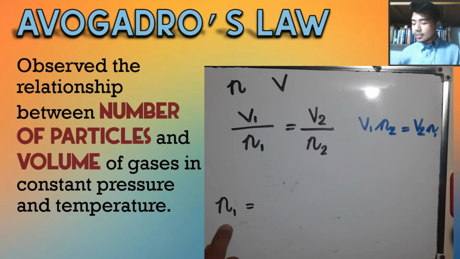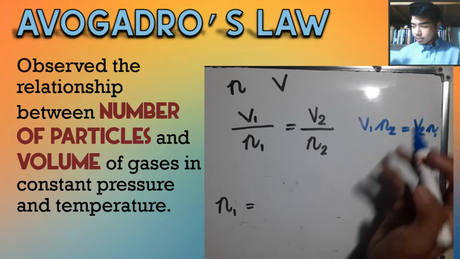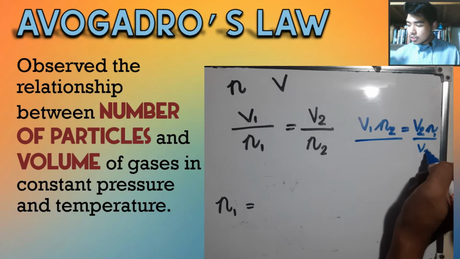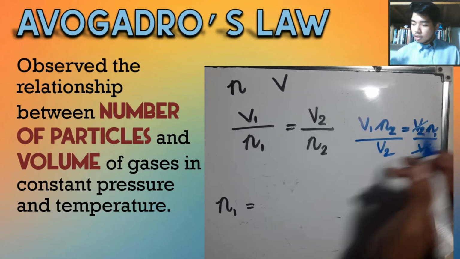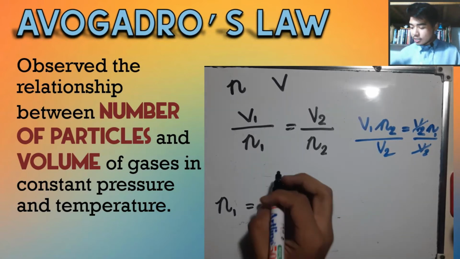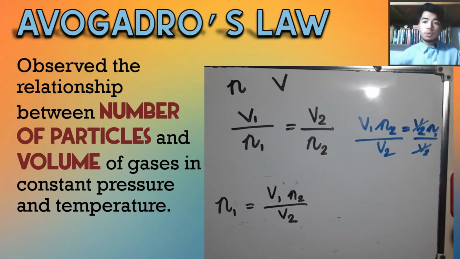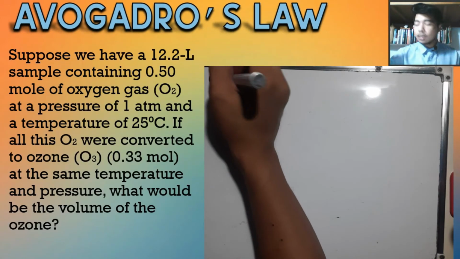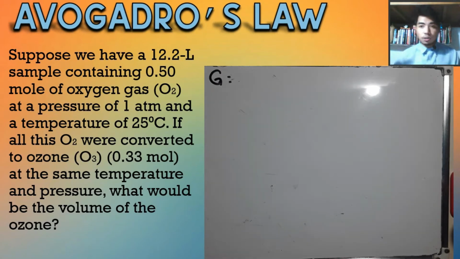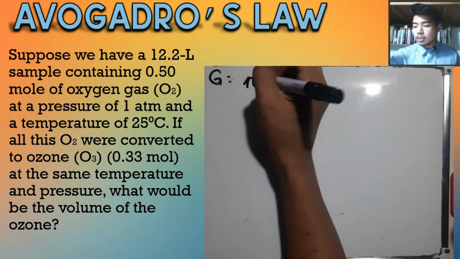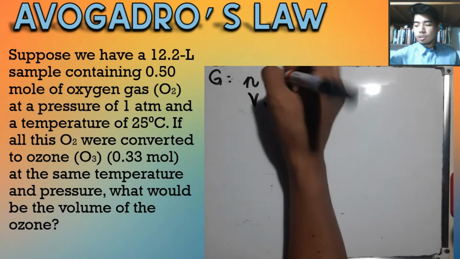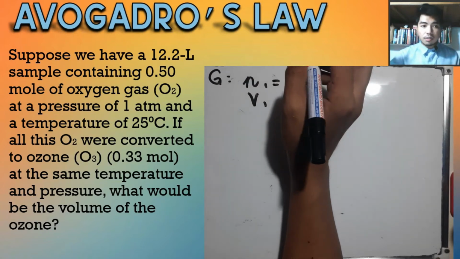Then for us to isolate N sub 1, we are going to multiply both sides of our equation with V sub 2. Okay, which will now give us the formula that is equivalent to V sub 1 times N sub 2 over V sub 2. So basically, that is how we are going to manipulate this, just like how you manipulated Gay-Lussac's and even Charles' law. So once again, in the case of Avogadro's law, we are just going to consider here the number of particles and volume.